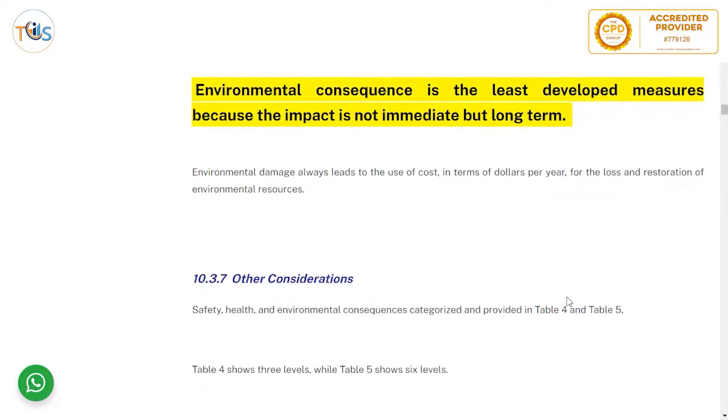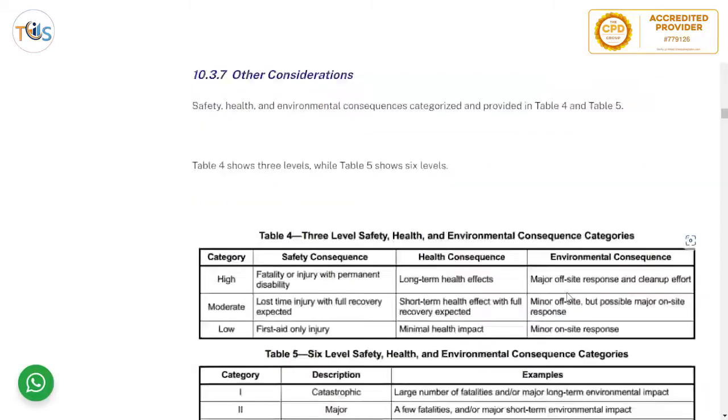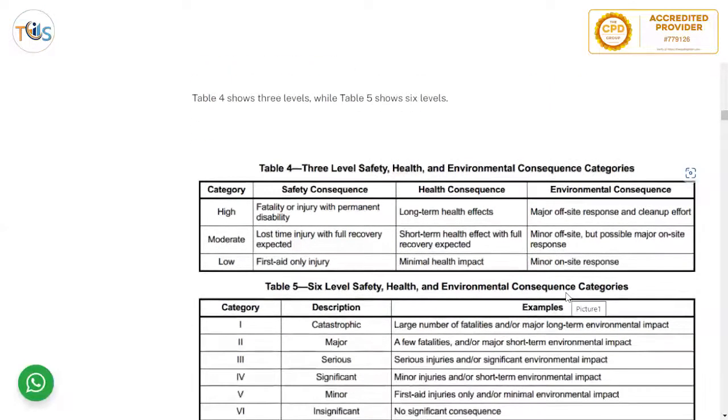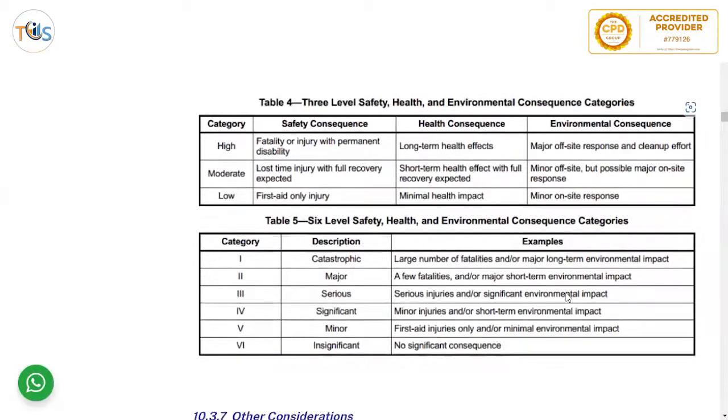Environmental damage always leads to the use of cost in terms of dollars per year for the loss and restoration of environmental resources. Other considerations: safety, health, and environmental consequences categorized in tables 4 and 5. It's good to read this. Table 4 shows 3 levels, while table 5 shows 6 levels. You can see here that the category is high, moderate, and low. And safety consequence means fatality, lost time injury, or first aid injury. So that's what they mean by category.